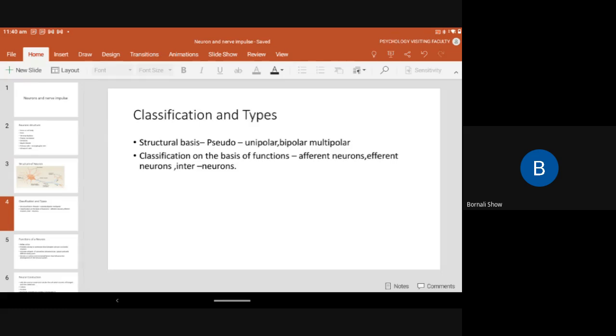Now, there are some interneurons also, that lie within the CNS, the central nervous system, and connect these regions. They carry information from the afferent neurons towards the efferent neurons. So these are the three classifications of neurons on the functional basis.